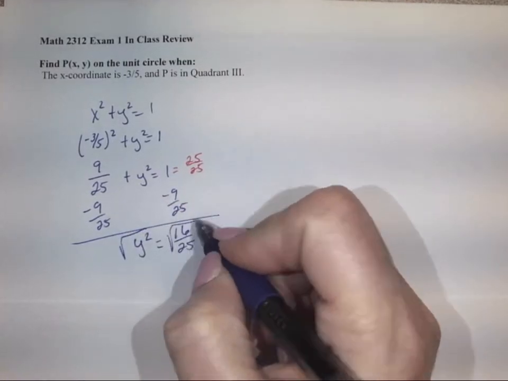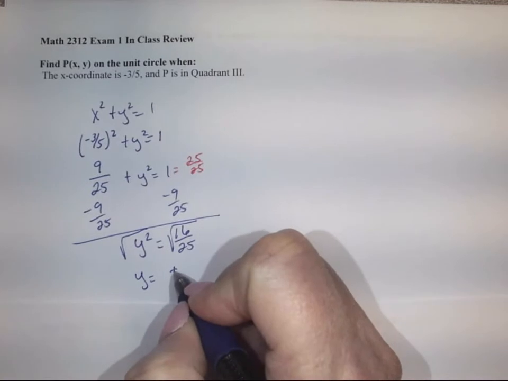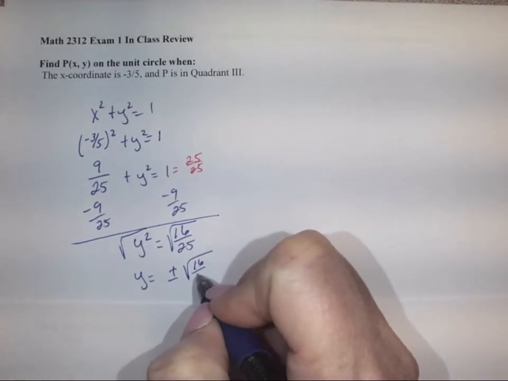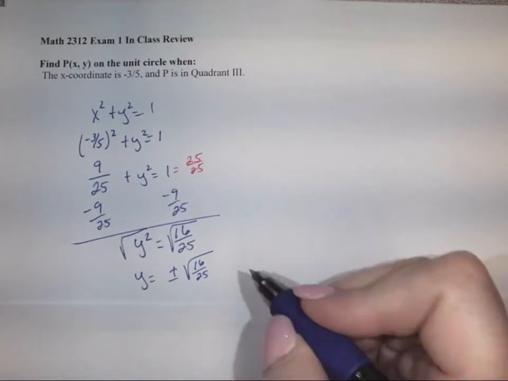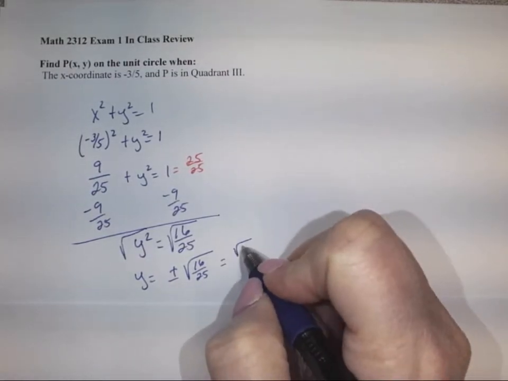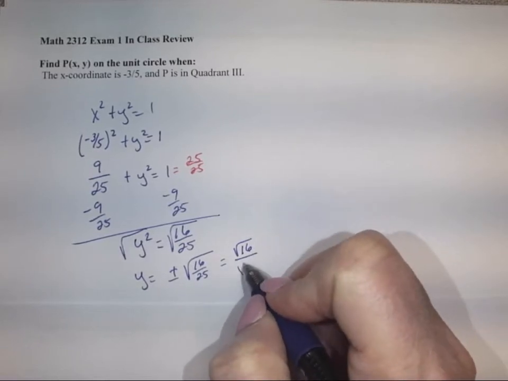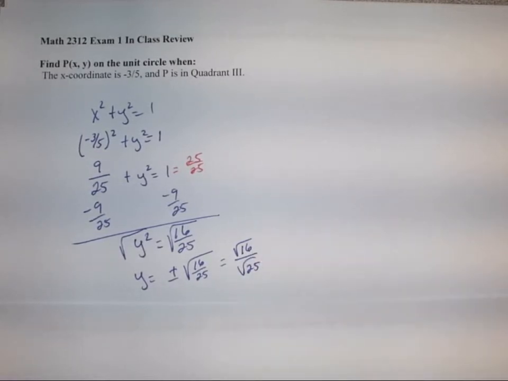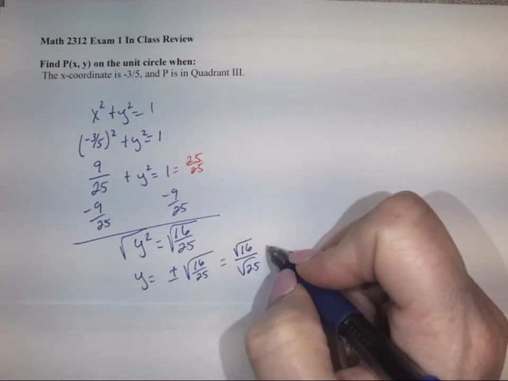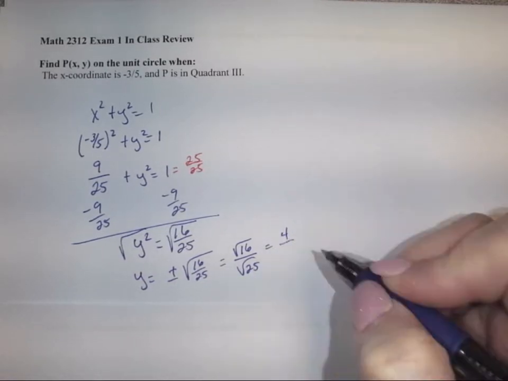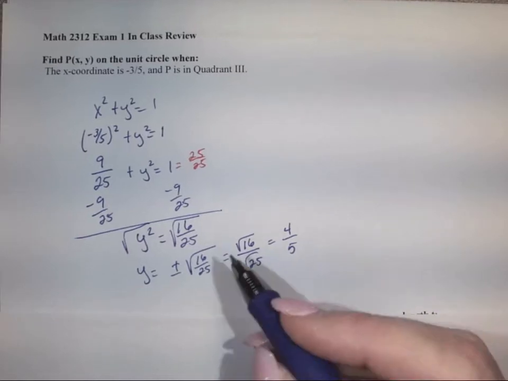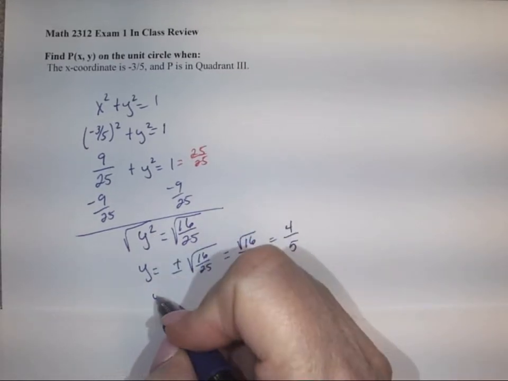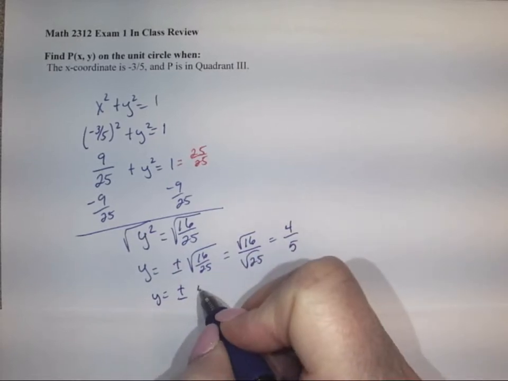Remember, when you introduce a radical, it's going to be plus or minus the square root of 16 over 25. Now, these are both perfect square numbers. If you're not sure about it, remember, you can separate them and make it the square root of 16 over the square root of 25. Well, the square root of 16 will get us 4, and the square root of 25 is 5. You could also do that from here. The square root of 16 over 25 would be 4/5. So now we have that y is equal to plus or minus 4/5.